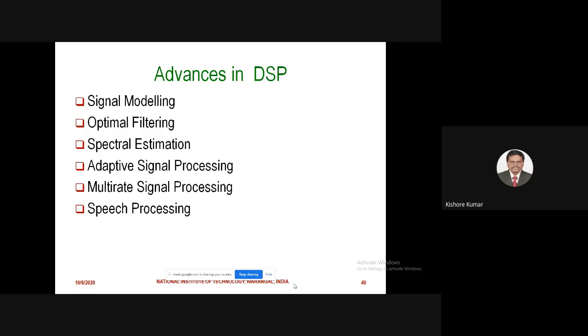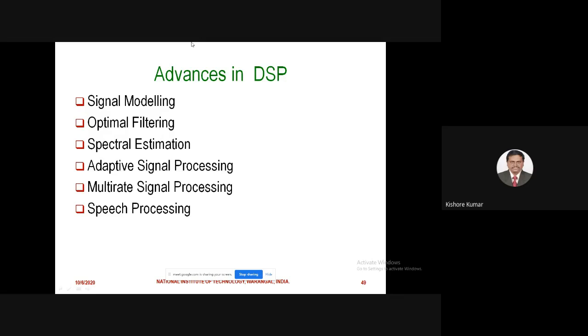Next, the fourth one is adaptive signal processing. As I said, if the signal is a random signal, I can go for adaptive signal processing. I'll try to discuss it if time permits. Then multi-rate signal processing: if you want to change the sampling rate, I can go for multi-rate signal processing. The last one is speech processing. Like this, we have different areas of advances in DSP.